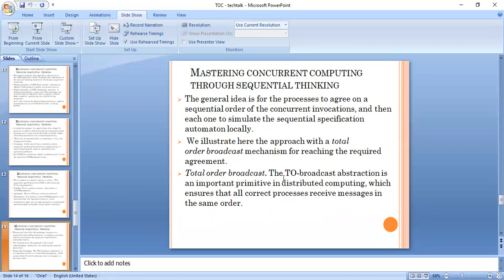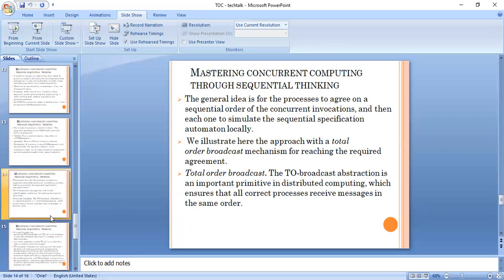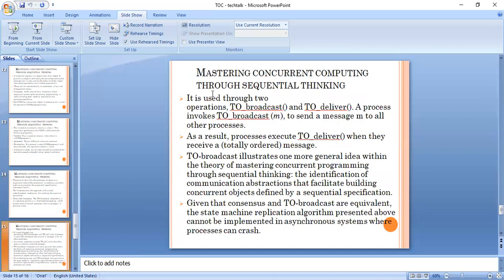Total order broadcast. The TO-broadcast abstraction is an important primitive in distributed computing, which ensures that all current processes receive messages in the same order. It is used through two operations, TO-broadcast and TO-deliver. A process invokes TO-broadcast of m to send message m to all other processes. As a result, processes execute TO-deliver when they receive a totally ordered message.